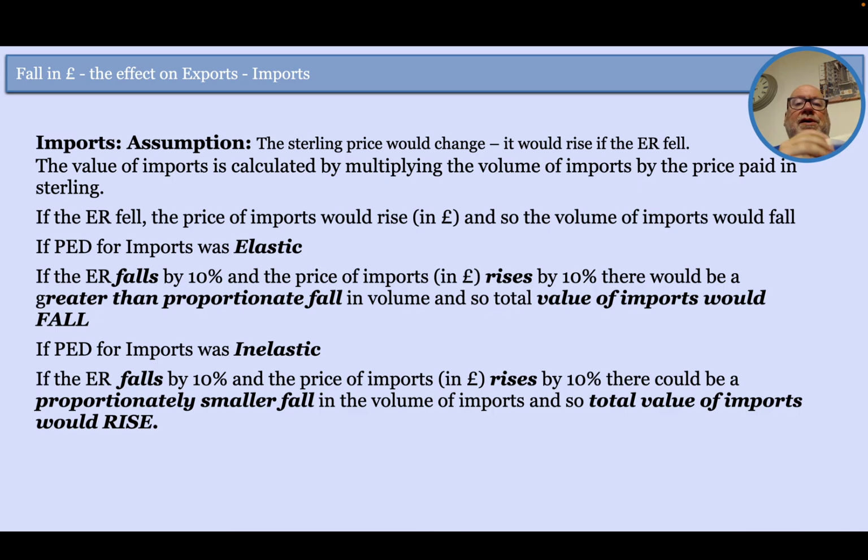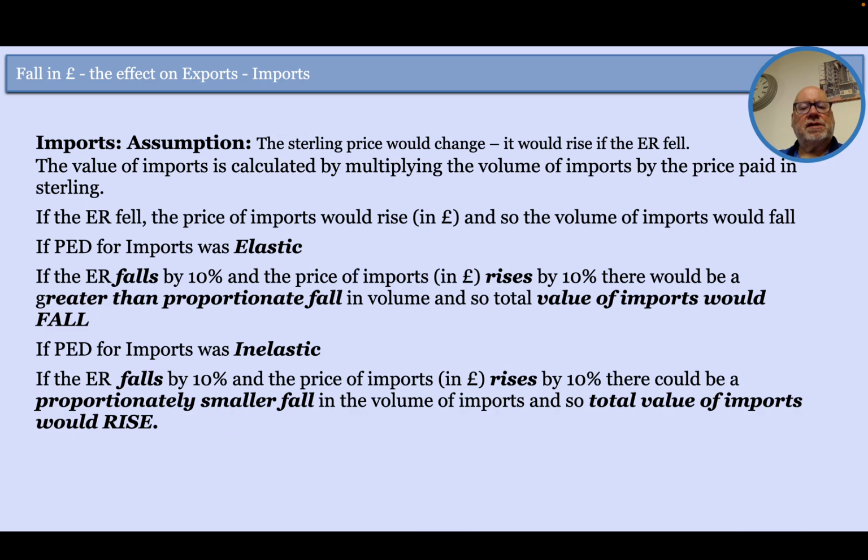Okay, and this is where it gets important that you can remember what happens to the total revenue when you have elastic and inelastic demand. Okay, so I'm going to explain it to you. If the exchange rate falls by, say, 10%, the price of imports will rise by 10%. If it's elastic PED, then the rise of 10% leads to a greater than proportionate fall in volume. So our import prices go up by, let's say, 10%, and because it's elastic, we're going to drop our demand for imports by 20-30%. That will mean that the value of imports will fall. Okay, that's important.